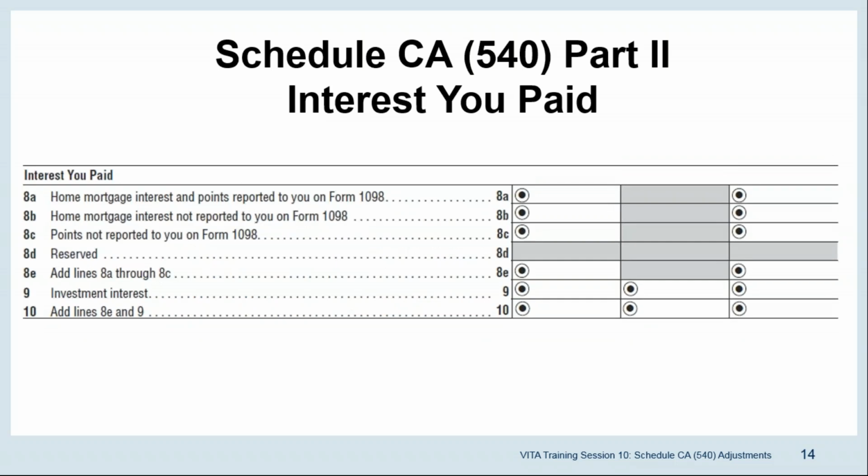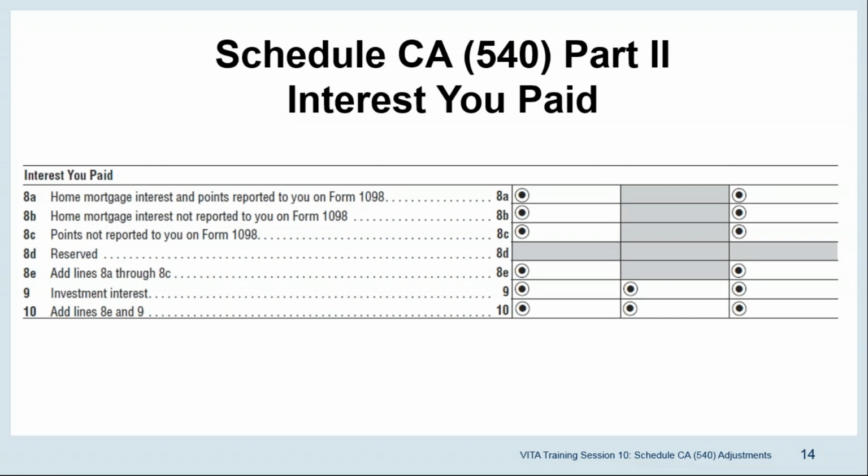Line 8. Federal has limited the allowable interest deduction to $750,000 mortgage loan amounts that were incurred after December 15, 2017, and suspended the deduction on up to $100,000 loan amount for interest on home equity loans. California does not conform. California still allows you to deduct interest on up to $1 million mortgage loan amount and interest on home equity mortgage loans up to $100,000. If your deduction was limited on federal, you will need to make an adjustment in column C of line 8 for the amount over the federal limit.